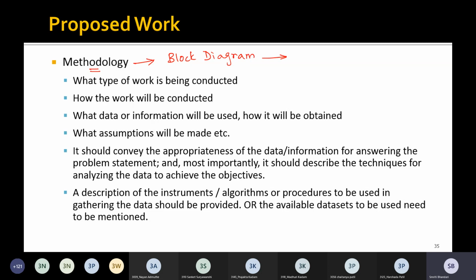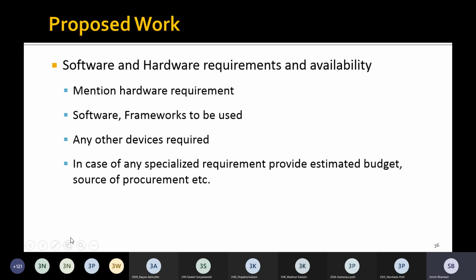I need to mention the data set, right? To implement everything, I need some data. So from where am I going to get that data, whether I am going to create my own data or use some data set that is already available, I need to mention that. Correct? If I have any assumptions, I should also mention those assumptions. Once I am done with the methodology to be used, what next are we going to do?